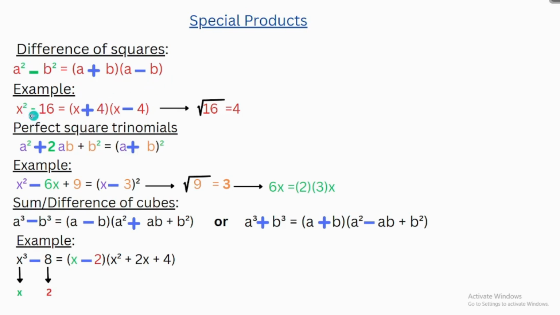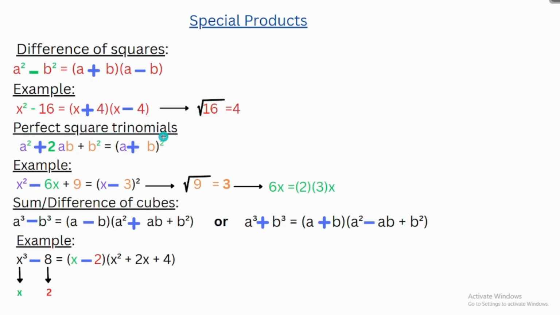x squared minus 16. We have to check if this has a root. It's a perfect square. Yes, it has a root, x. And this has a root, yes, and it is 4. There is a difference between the two squares. Yes, so we will open two parentheses. The first x, and the second the root of the second, and one is plus and the other is minus. We checked that the root of 16 is 4.